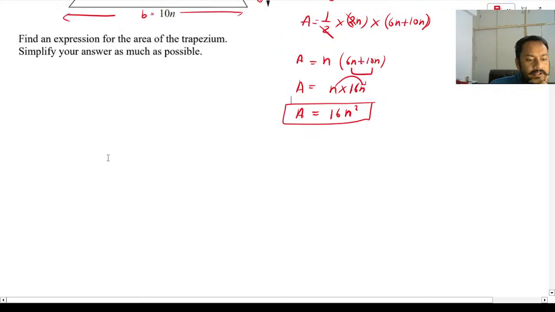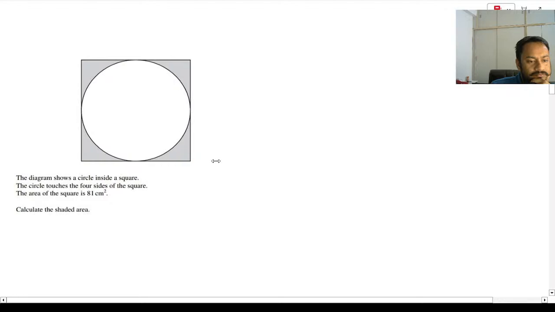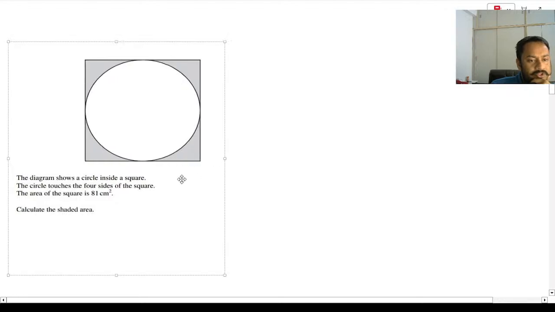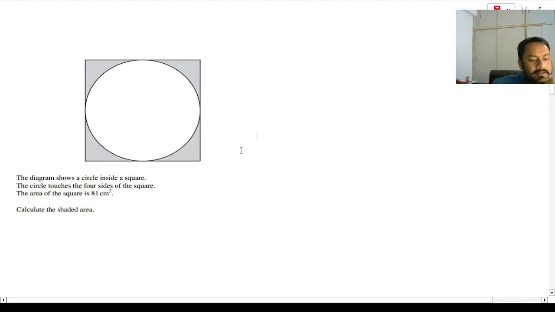Now another one for you. Let's see who can solve this one. I hope you are able to see this question. So I want you to solve this one. You need to calculate the shaded area. Now this is the twist which I feel like very few of you can do. Okay, let's give it a try. Let's see who can do this.